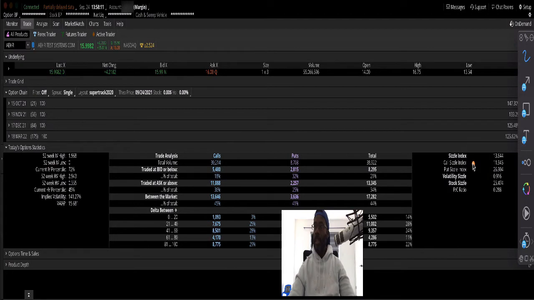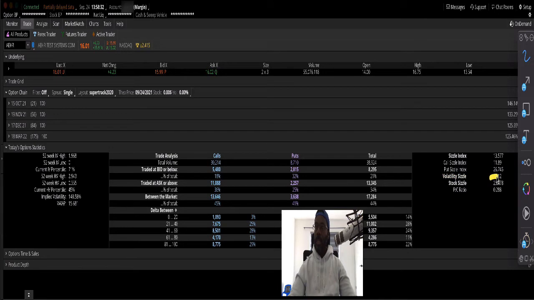We come over here to the call sizzle index. The call sizzle index is 11.95, which means it's trading 11 times the volume that it's been trading the last 5 days. We look at the put side of the equation, which is what I'm talking about when it comes to the gamma squeeze.